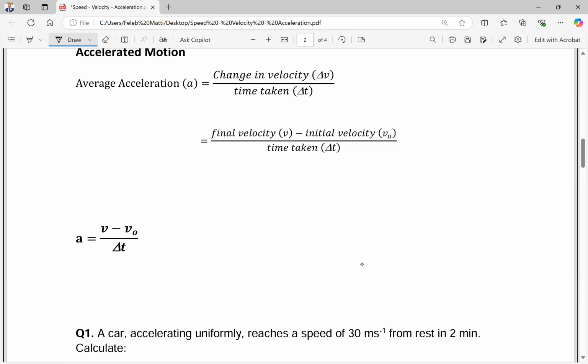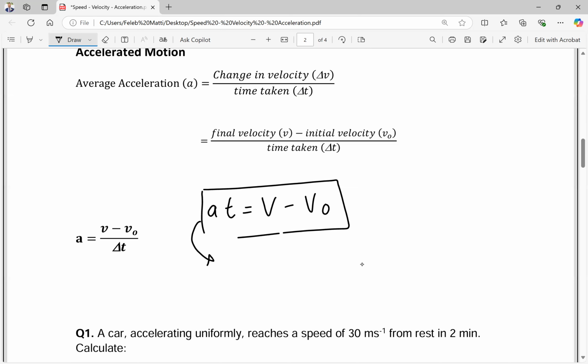So step one, we can just get rid of the fraction by multiplying both sides by T or delta T. So I will just use T for now. So A times T is equal to V minus V naught. And now, what is V? Let's make V the subject. So in this case, V is equal to V naught plus AT.